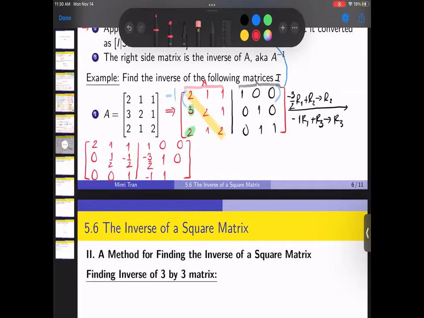Did I? This should be 0, right? Yeah, my bad. That's a typo. So 0, 0 here. Oh, no. Typo. 0 here and then 1 here. Typo. So let's see.